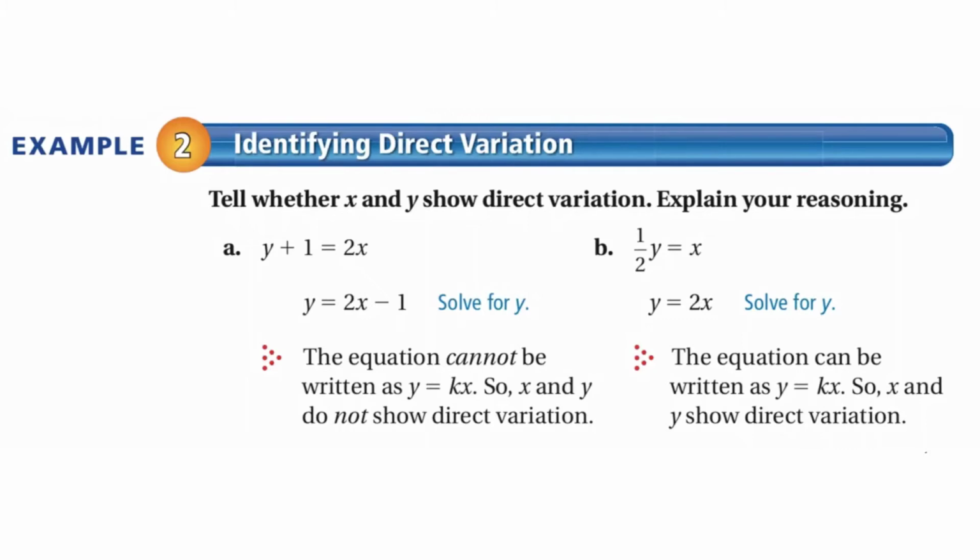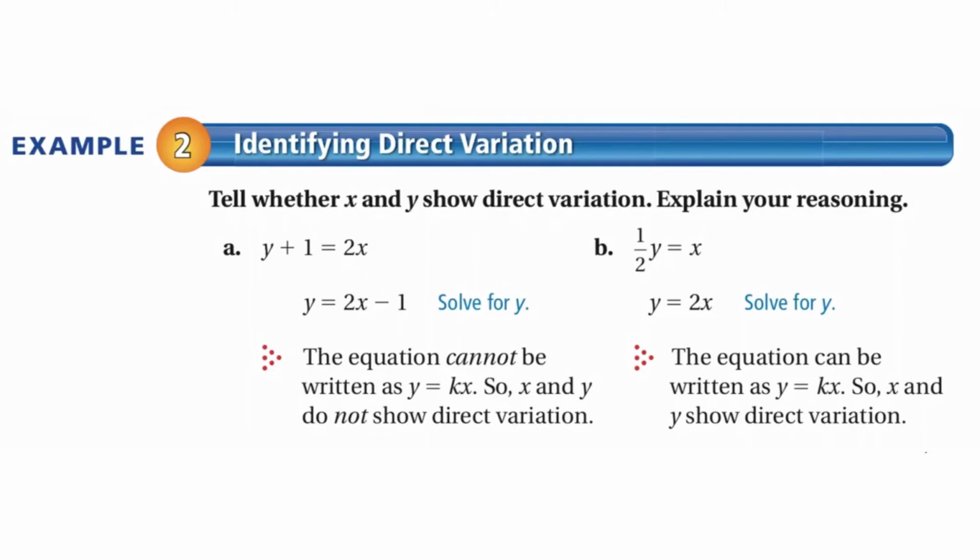For example 2b, 1/2 y equals x. Remember, we would multiply both sides by 2 over 1, which is just 2, to get rid of that 1/2 in front of the y. That would leave us with y equals 2x. Well, that does fall into the form y equals kx. In fact, if they asked us what k equals, we would say 2 because it's right in the place where k goes. It says y equals 2x.